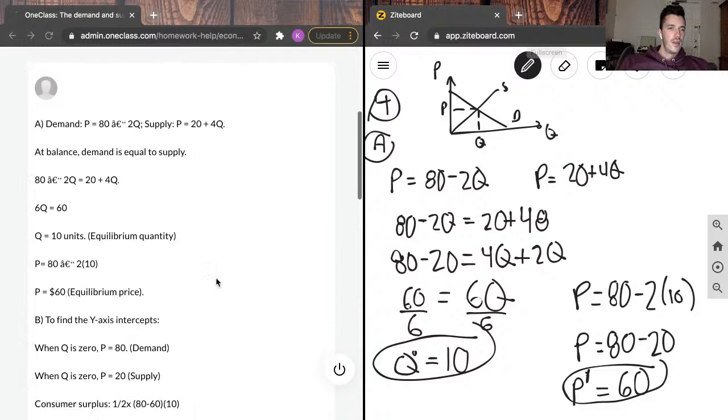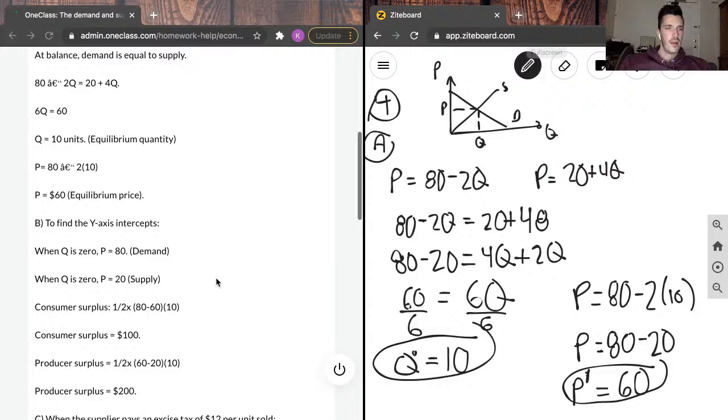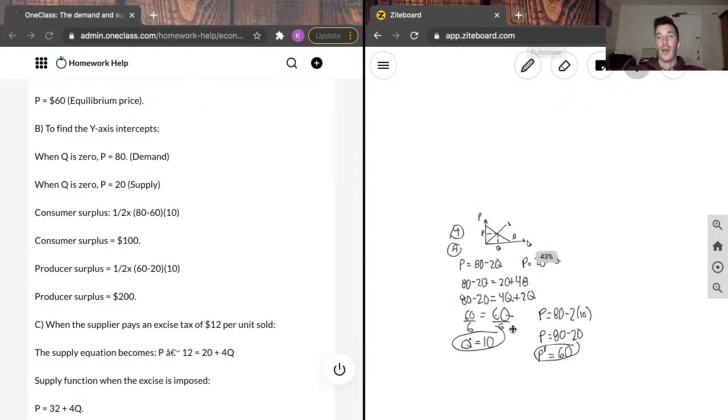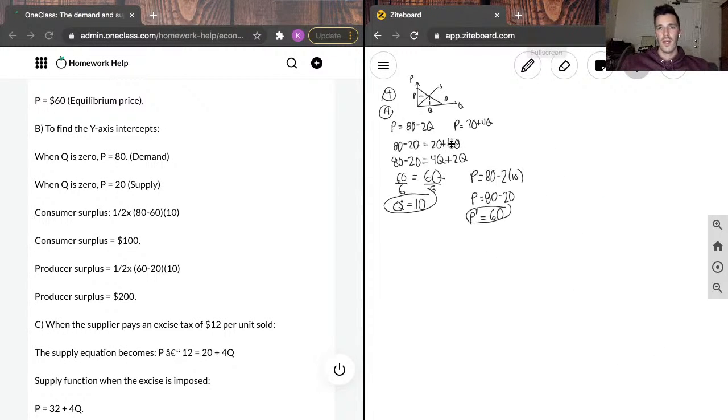Just make sure Junior Tutor did the same thing. They did. Cool. So our equilibrium quantity and our equilibrium price are going to be 10 and 60 respectively, and that's going to be the answer to A. We can move on to B.